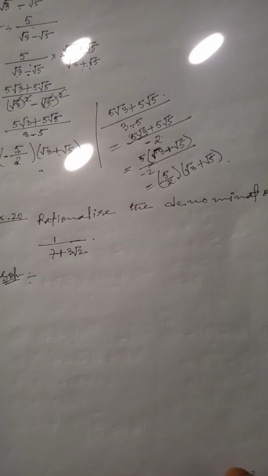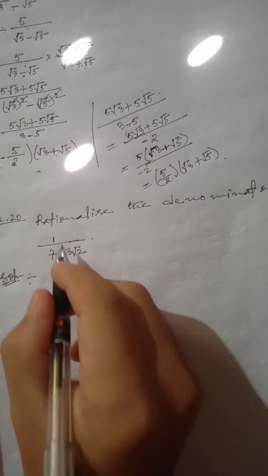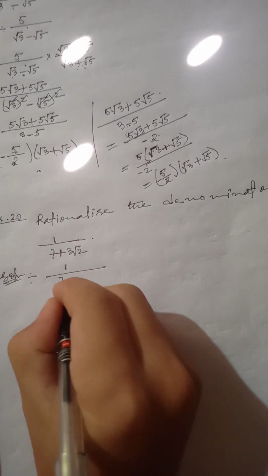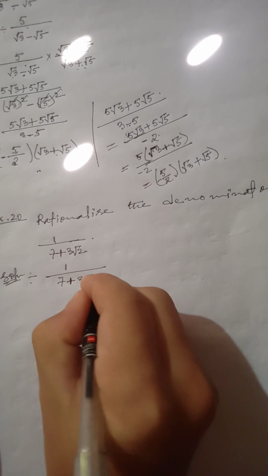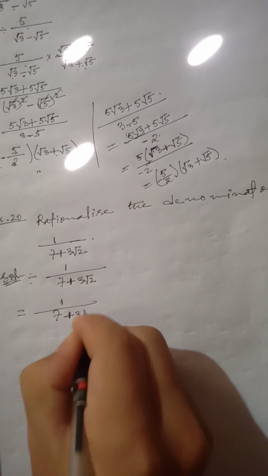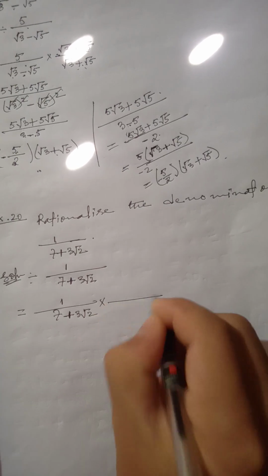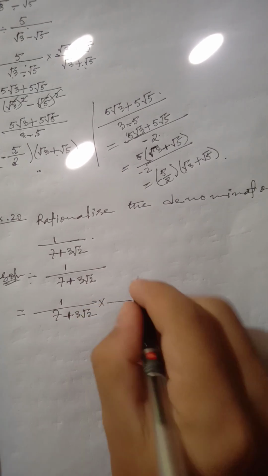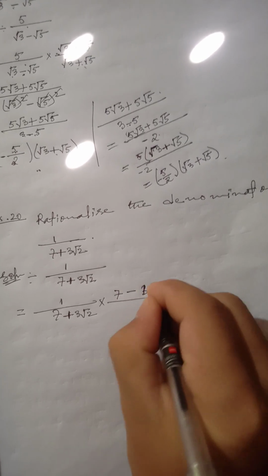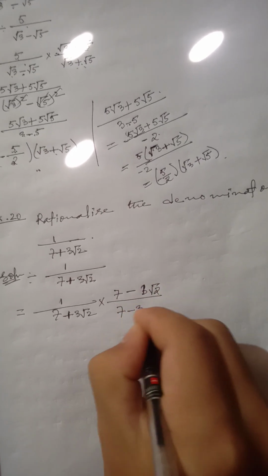Now for the last problem, let us proceed to example 20. In example 20, we are given 1 by 7 plus 3 root 2. If we have plus here, then we are going to convert plus into minus. So we multiply with 7 minus 3 root 2.